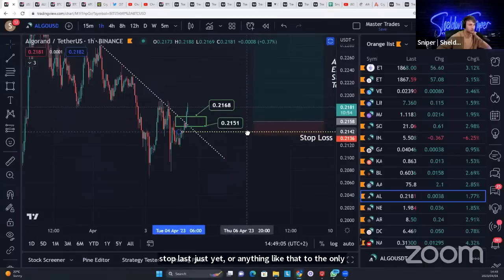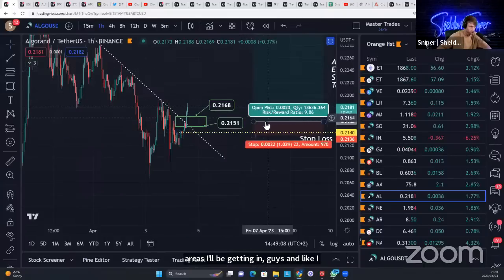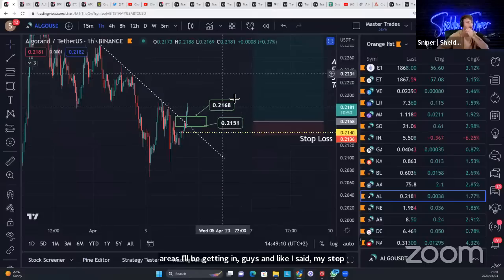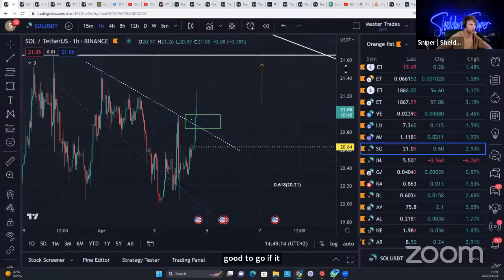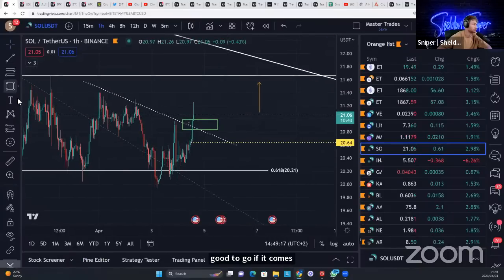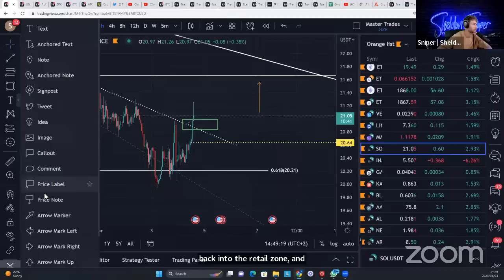And like I said, my stop loss is around the 21.4. So the algo is still good to go if it comes back into the retest zone. Let's quickly do the Solana trade, which is coming back pretty quickly. So I'll post this as well.